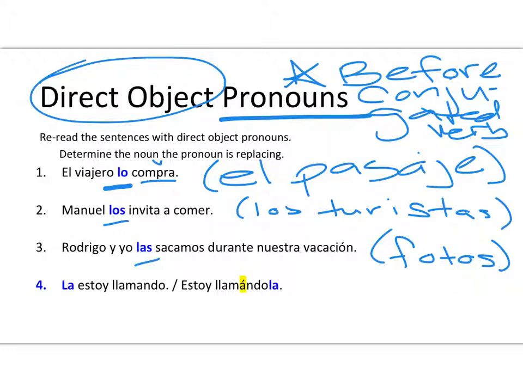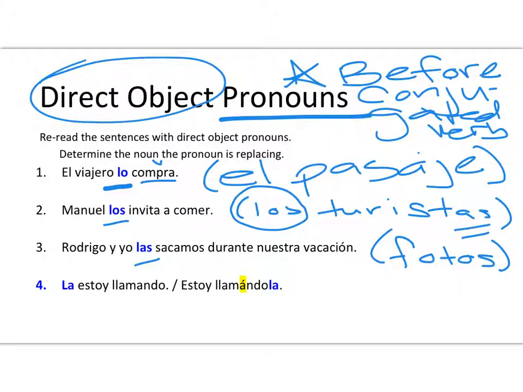Okay, número 2. Los replaced los turistas because it's singular or plural? Plural. Masculine or feminine? It's actually masculine, even though it looks feminine, right? It's actually masculine because why? What tells us the gender of a noun? The article. Los is our article for turistas. Anything ending in ista, artista, especialista, is always masculine, even if you're talking about a guy. El artista Pablo Picasso.